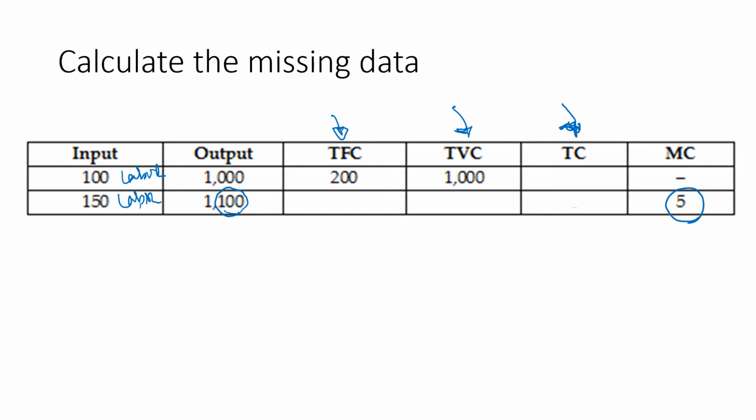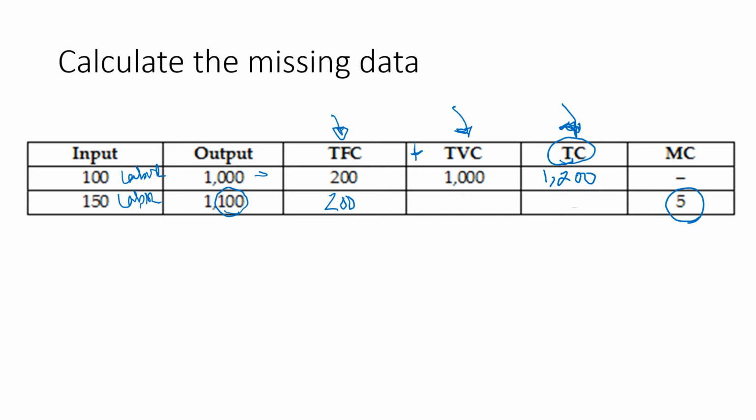So easy one to start with. We know that total fixed cost stays the same. Fixed cost stays the same no matter how many units we are outputting. So we can fill in 200 on the second line there. We know that total cost is equal to total fixed cost plus total variable cost. So 200 plus 1,000 is 1,200 for the total costs for this first output of 1,000.